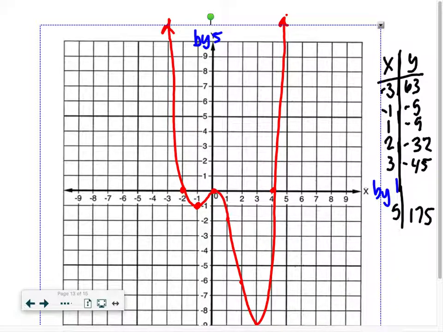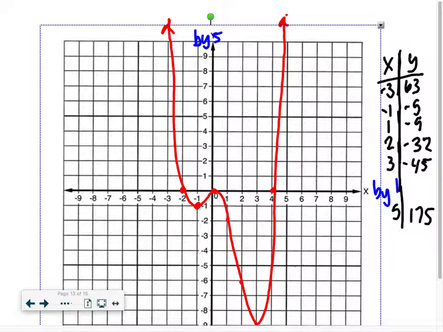It doesn't get as low as it should, and there's a little bit of difference. But you always make sure your end behavior is the same. We're still up. Our zeros are the same. We still bounce at 0, cross at -2 and 4.